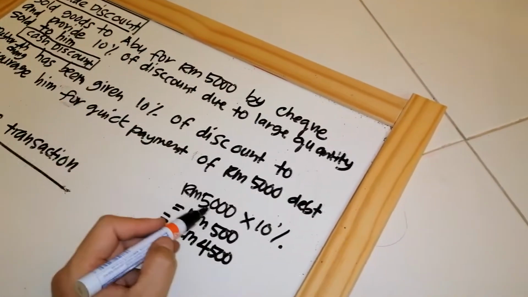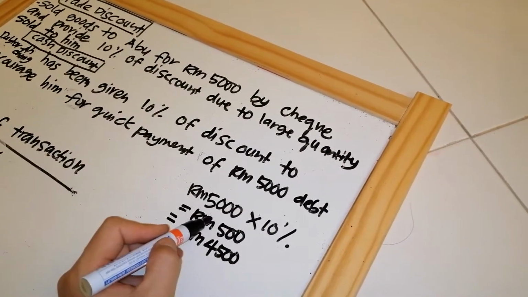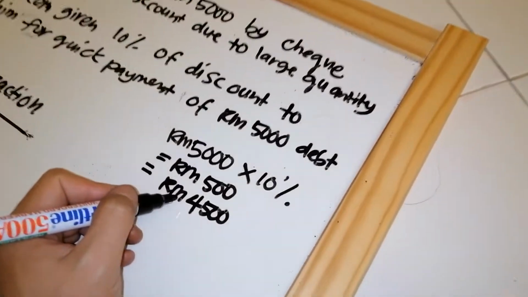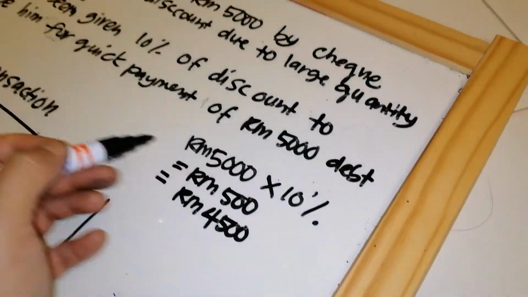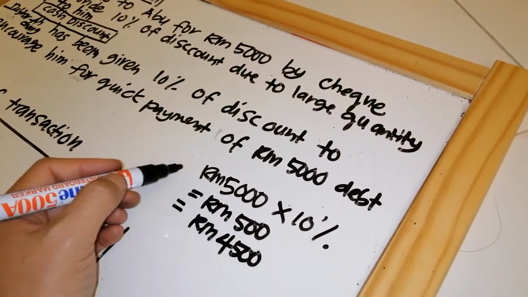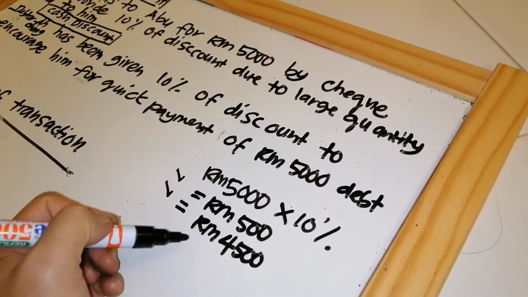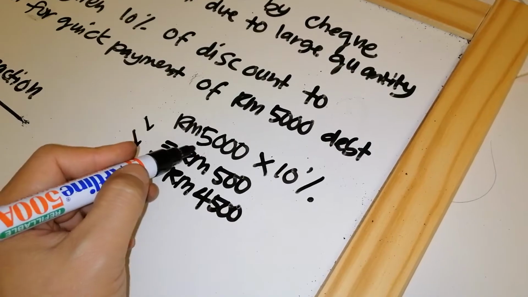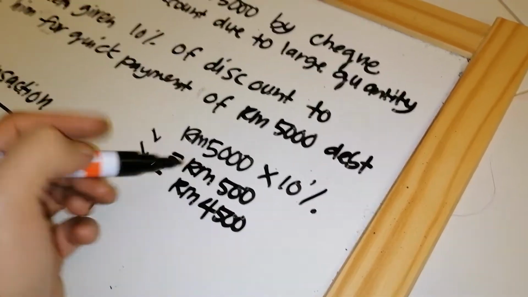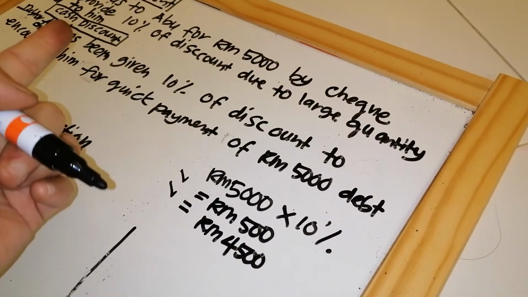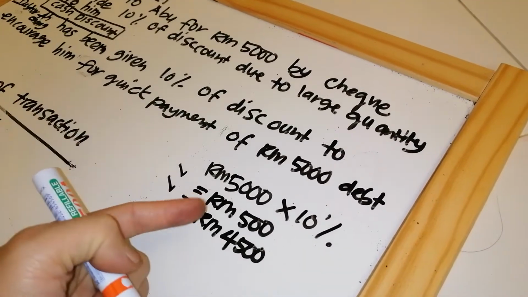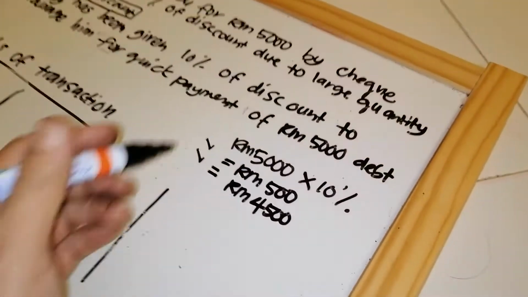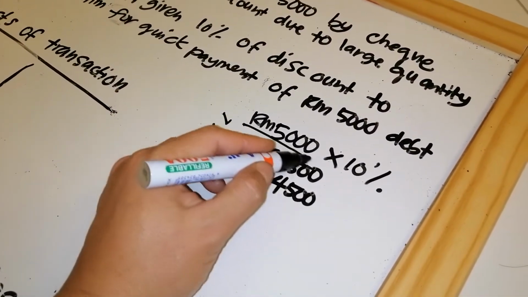Just now for trade discount, we don't have to record the 500. We just record immediately the 5,500. But for cash discount, we need to record both: how much the balance that needs to be paid, and how much discount that you offer to encourage your debtor for quick payment. You need to record both. So we record first the discount.